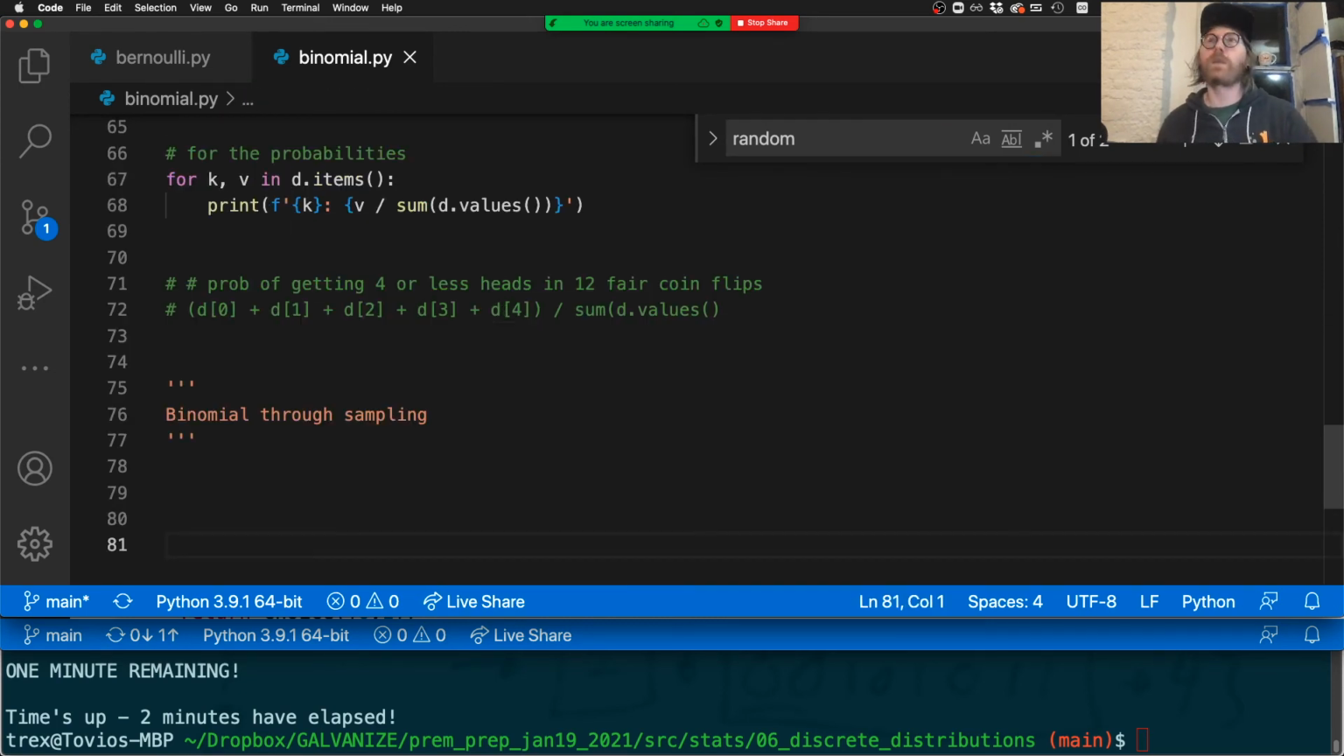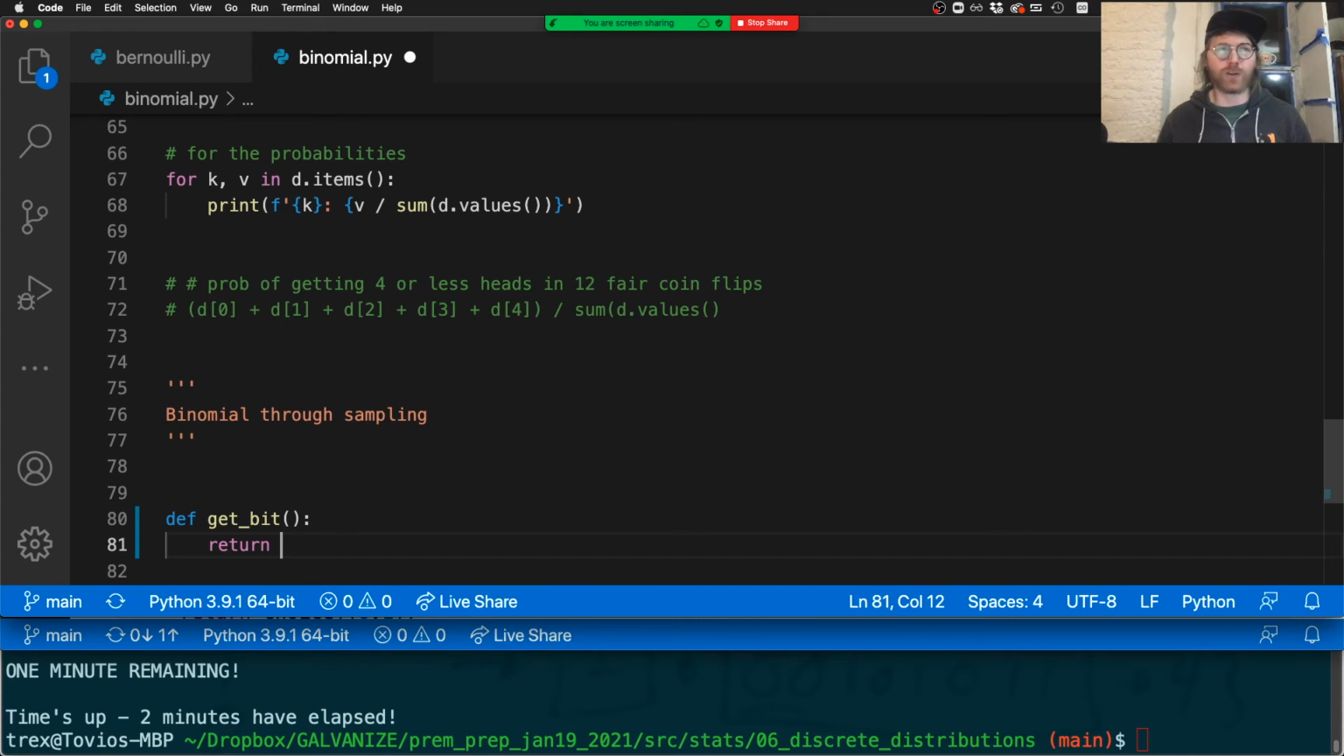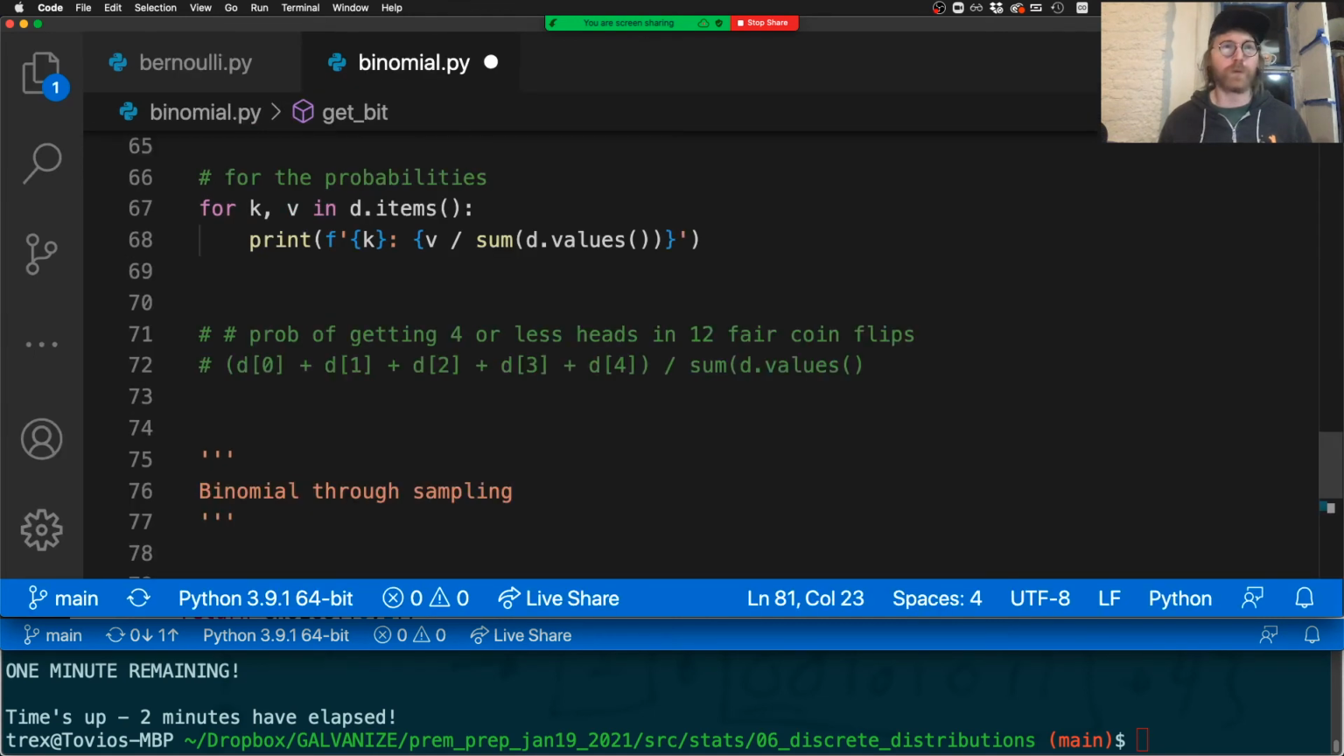All right. So the way we can do this, I'm just going to do it in 2 steps. I'm going to first get a bit, either just a 0 or 1, and that's where I'm going to utilize choice. So I'll just return the choice from 0 or 1. Maybe I'll make that a little bit bigger.